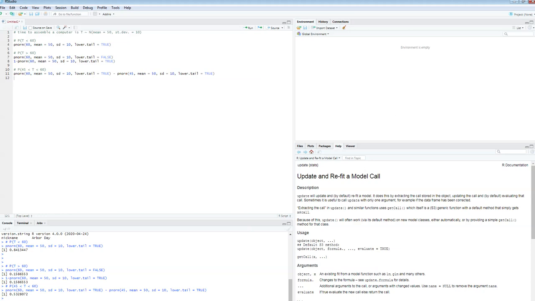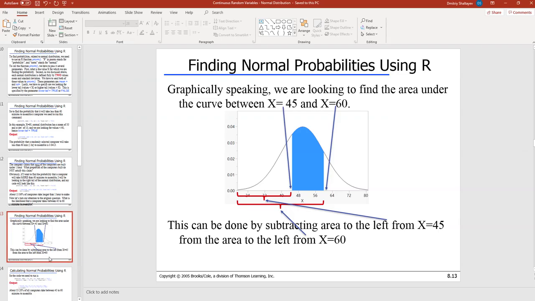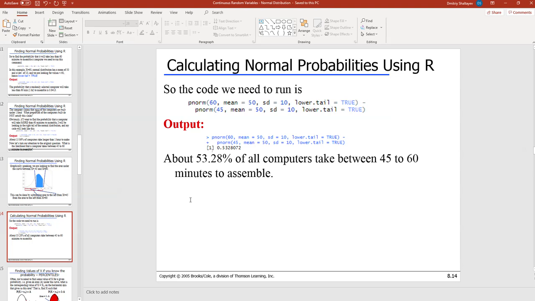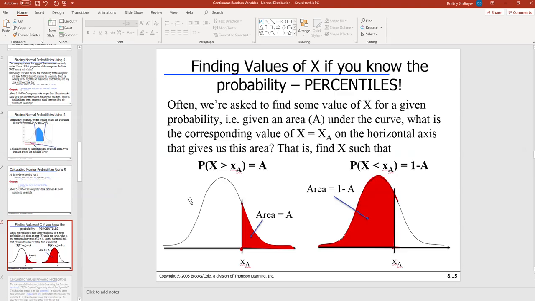Okay. So it should be fairly straightforward. So here we were calculating probabilities by knowing the value, such as 45 or 60 minutes, right? We could calculate the probabilities. All right. And all of that is in your slides, basically.